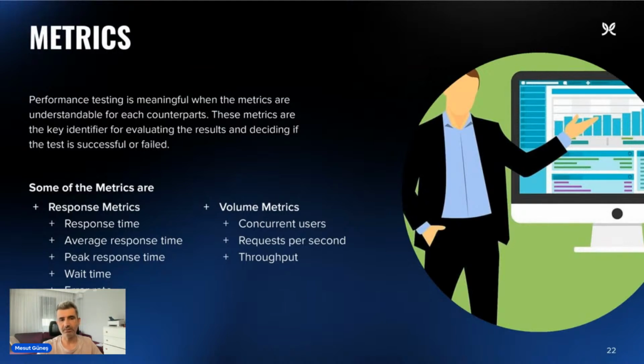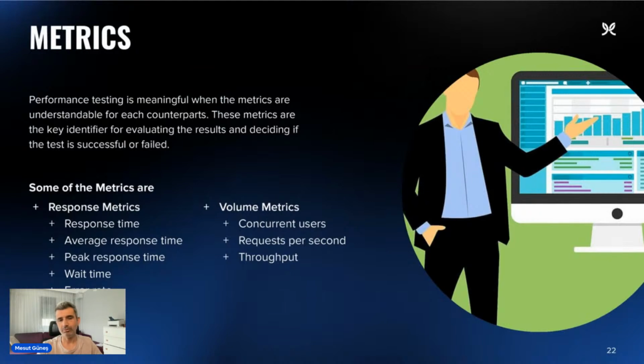So these are the response metrics, which depend on the response time. And also we have some volume metrics that relate to how much load you used during the test. For example, the concurrent users. Concurrent users is the number of users that your system is currently serving. And maybe RPS, or requests per second, is also a very, very important metric.